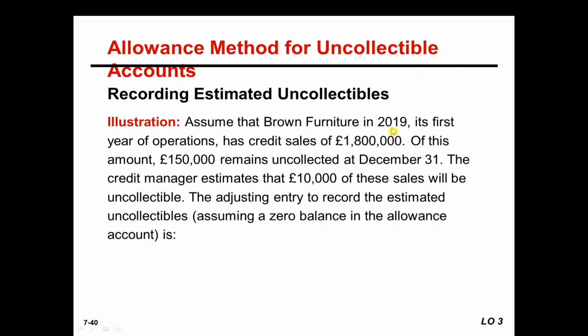Assume that Brown Furniture, in 2019, its first year of operation, has credit sales of 1.8 million pounds sterling. Of this amount, 150 pounds sterling remains uncollected at December 31. So at December 31, 150 will not be collected. It's estimated to be not collected. The credit manager estimated 10,000 of these sales will be uncollectible.